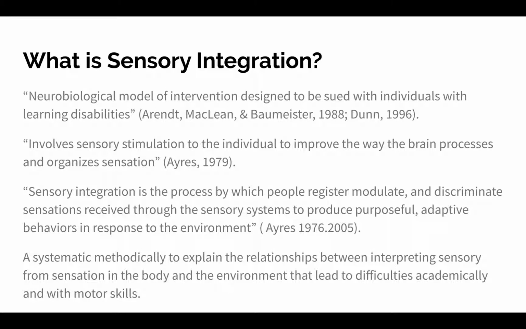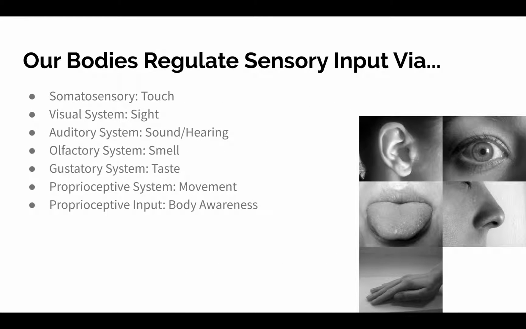But before we do that, I wanted to talk about the various forms of sensations. So how do we get sensory input? Here I have the systems, but the basic meaning is you can get it through touch, sight, sound and hearing, smell, taste, movement, and body awareness. All of these can influence the sensory input of an individual, and we will discuss this a little bit further later.